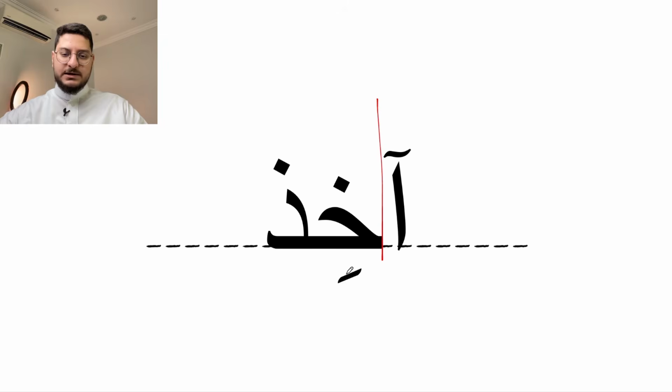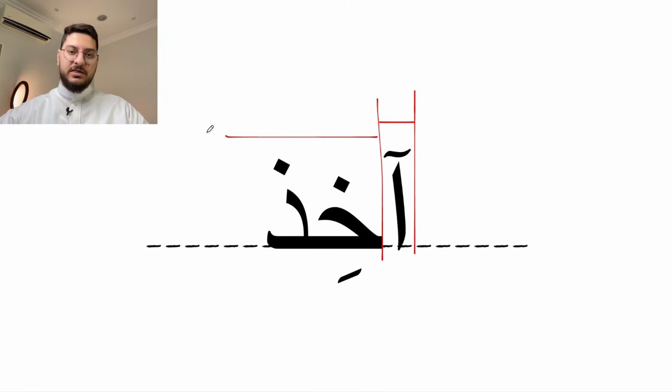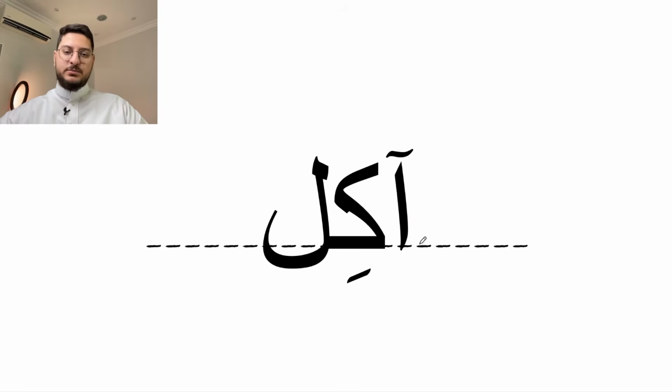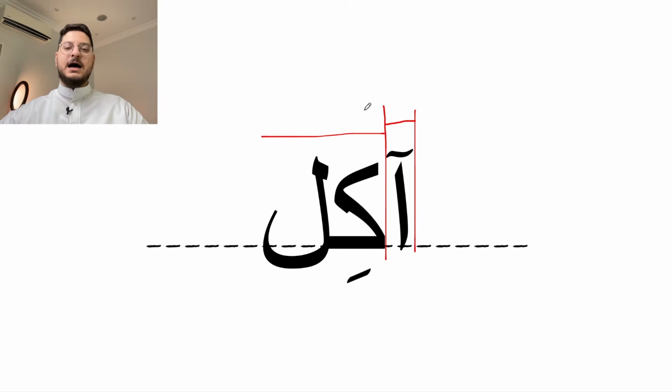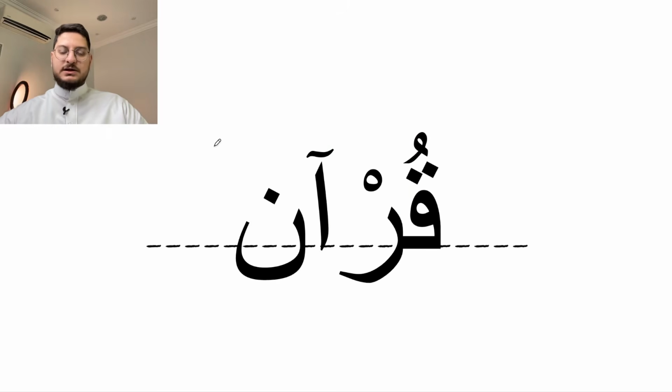That would be a syllable because of the kasra, and that would be a syllable here. So the first syllable here is and then khidh, akhidh, which means I take. Akhidh. Another example, again, I have a syllable starting here and another one here because of the kasra. So the first syllable is again and then kill, akil, which means I eat. Akil. Let's look at this example.